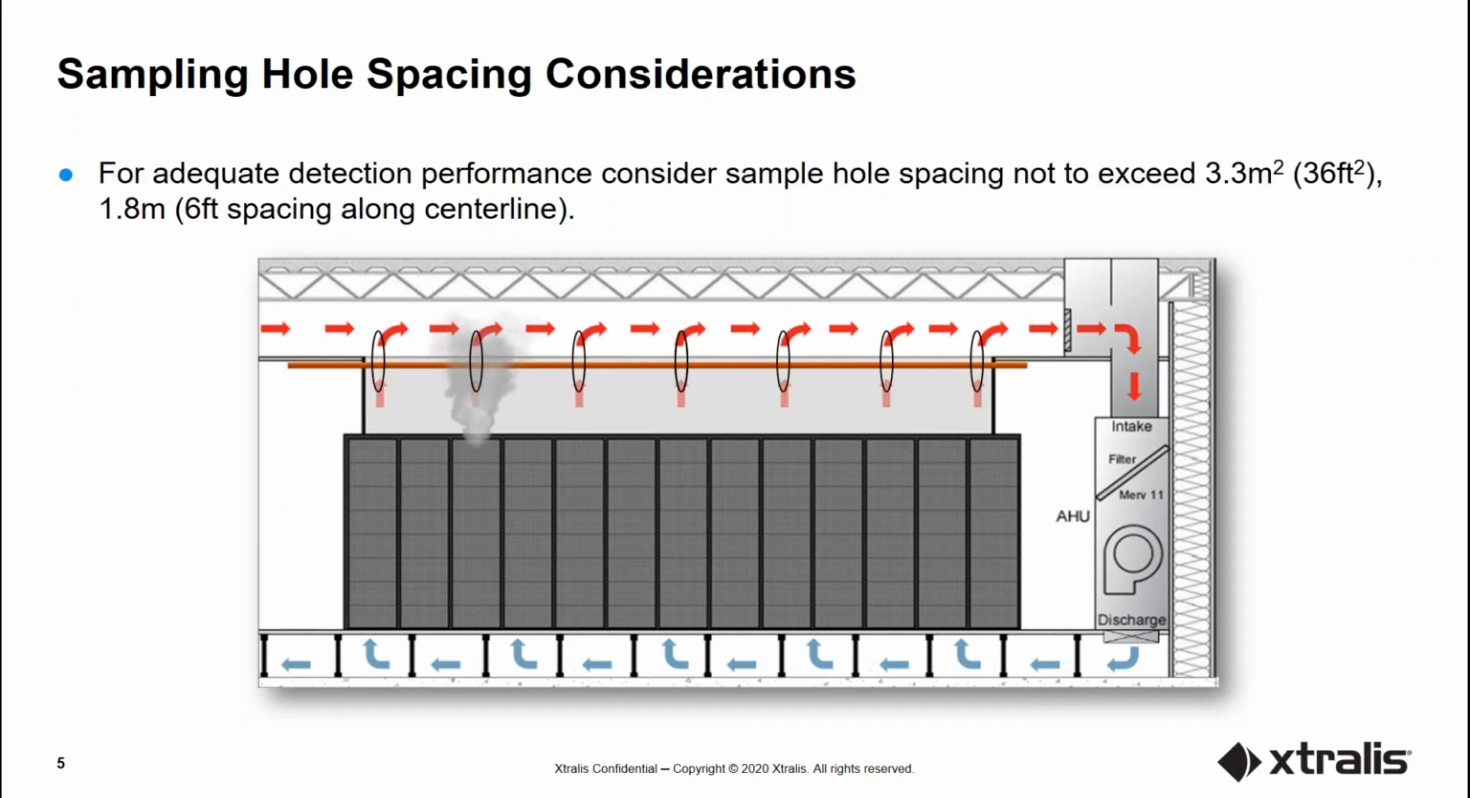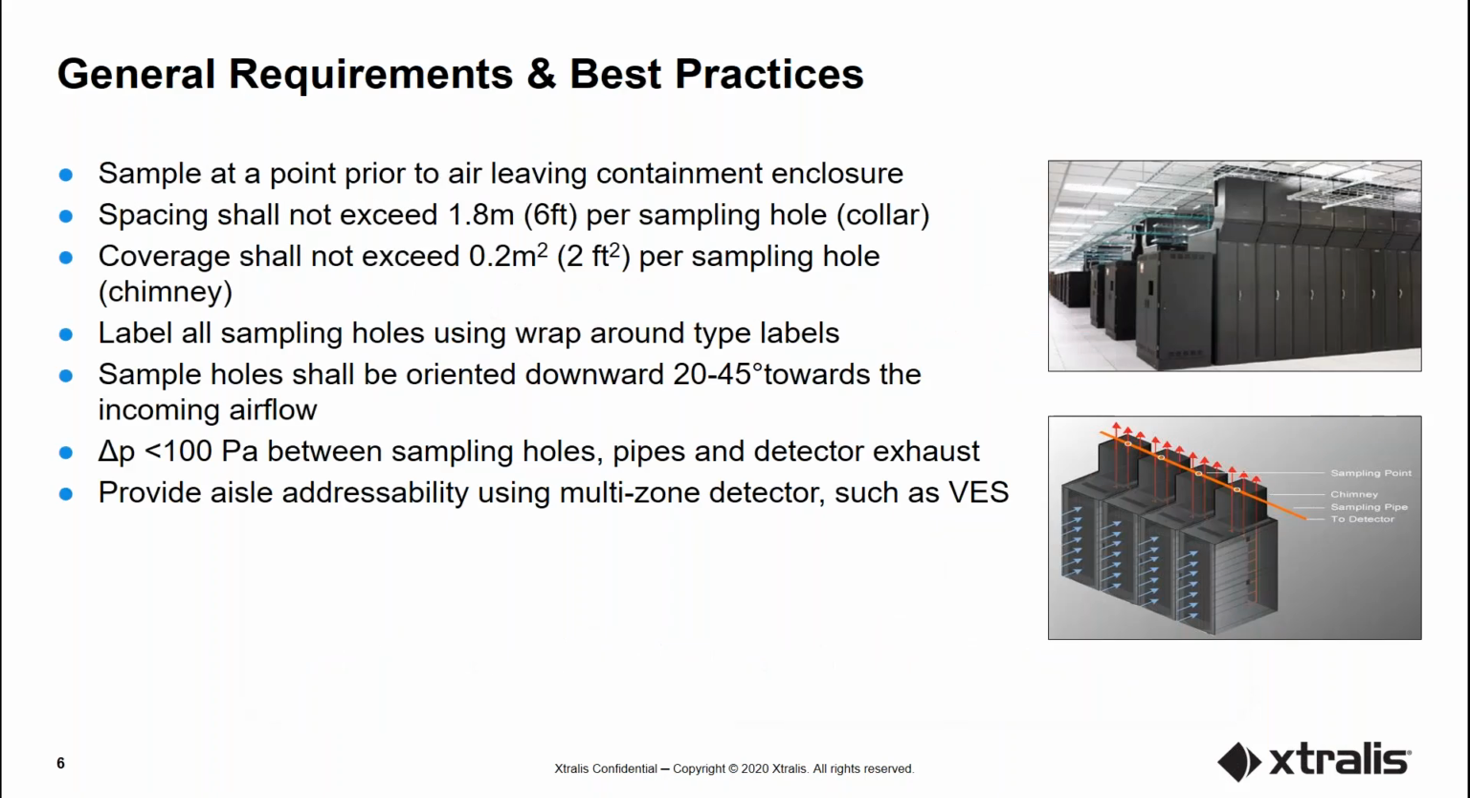For adequate detection performance, consider sample port spacing not to exceed 36 square feet, so 6-foot spacing along the center line of a hot aisle exit path as shown here. So general requirements are 6-foot spacing sample port at the exit point of the containment enclosure. In a chimney scenario as shown to the right, coverage shall not exceed 2 square foot spacing per sample port. Sample ports shall be labeled and oriented down 20 to 45 degrees toward the incoming airflow.